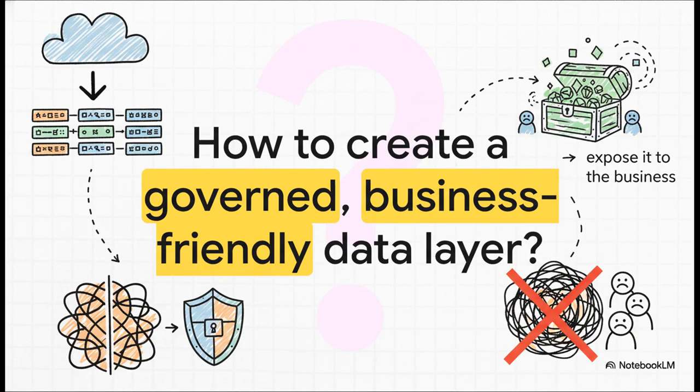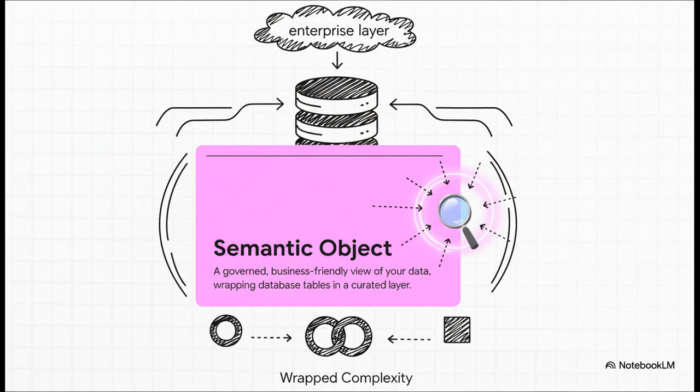So, let's start with the fundamental problem that, let's be honest, every single one of us is trying to solve. You've got clean, transformed data in your warehouse. Awesome. But building a reliable, governed, and performant consumption layer on top, that's a massive challenge. How do we build what's essentially an API for our data that doesn't turn into a complete mess of bespoke views and security loopholes? And this is where the core architectural pattern comes in, the semantic object.